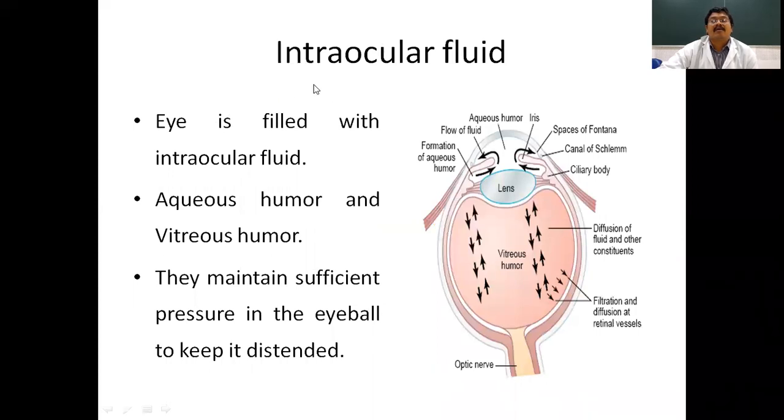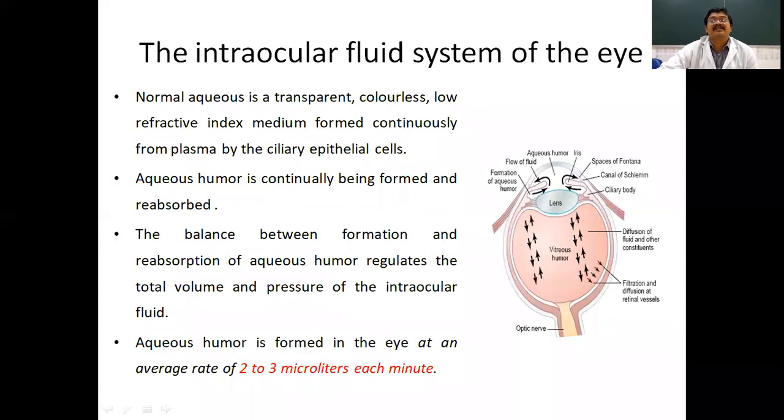In the intraocular fluid, there are two types of fluids. One is the vitreous humor, another is the aqueous humor. Aqueous humor is present in the anterior segment, and the vitreous humor in the posterior segment. The aqueous humor is present in both the anterior chamber and the posterior chamber. It is secreted at the ciliary process and drained through the pupil. It enters the anterior chamber. It maintains sufficient pressure, and the eyeball keeps distended.